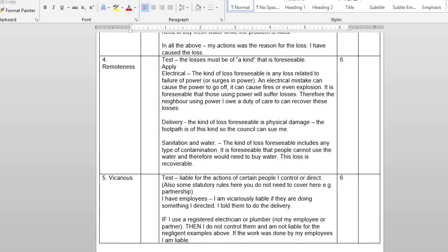So here you simply need to set out what the test is, look at things like your employees. Everybody's going to have the option of employees. You can give examples there. An example where I'm not liable, for my case study, is, let's consider if I used a registered electrician or plumber who are not my employee or partner. And again, I don't control them and I'm not liable for their negligent actions. So one way to avoid negligence actions is to actually employ independent contractors who are qualified. However, if you employed people you knew were not properly qualified, you would still be liable because that in itself would be negligent.